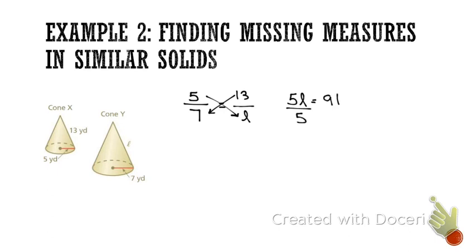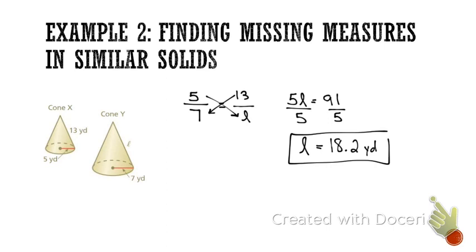Divide both sides by 5, and L equals 18.2 yards. All right, and that's how you would find slant height.